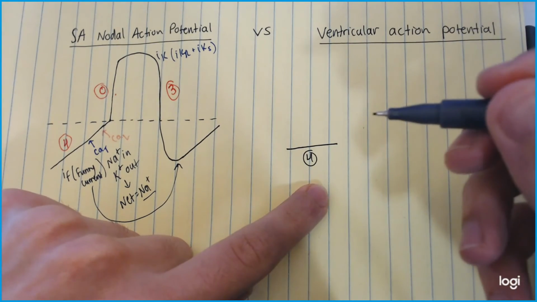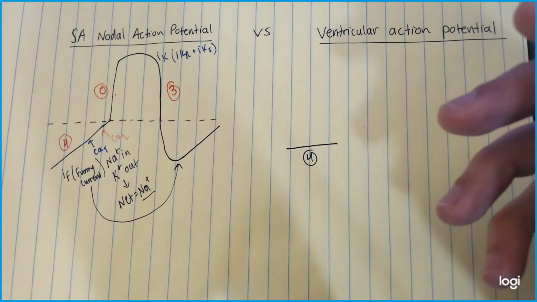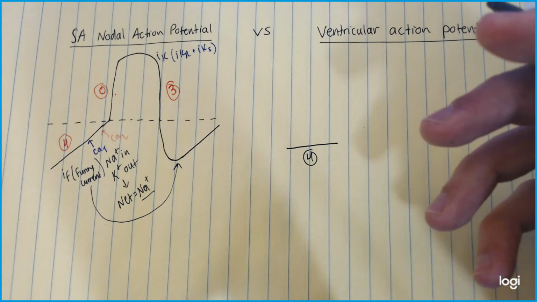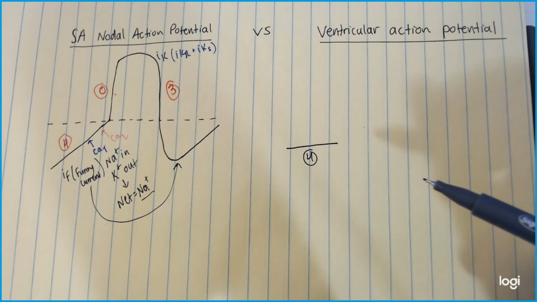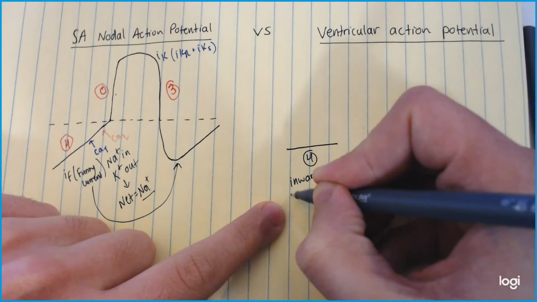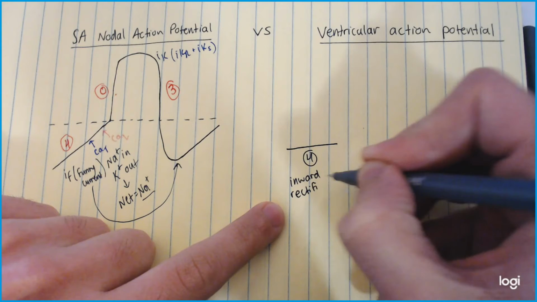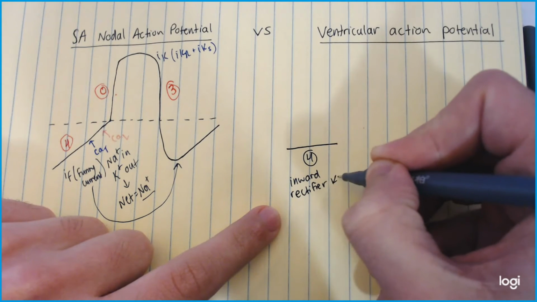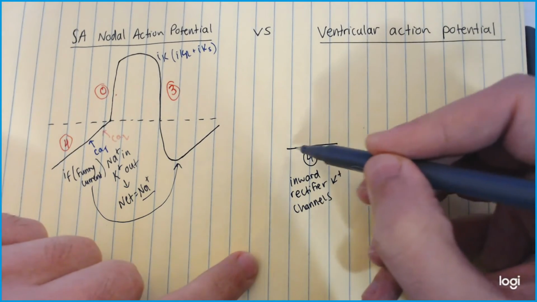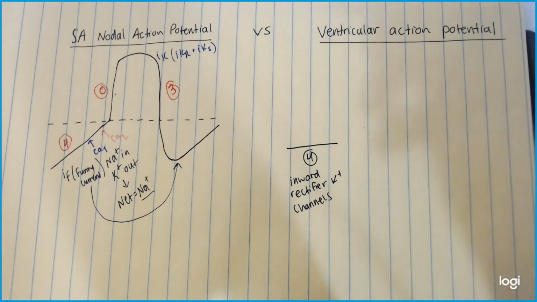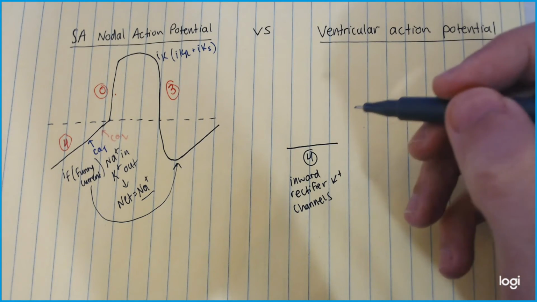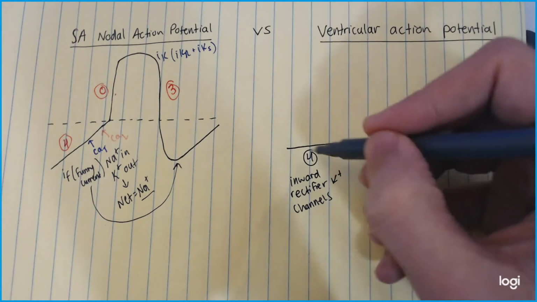So that's 4, but that is not necessarily the funny current. This is the inward rectifier potassium channels. And so those maintain the resting potential in the ventricles, right? So these are the muscle cells of the heart. Okay, and so that's number 4.